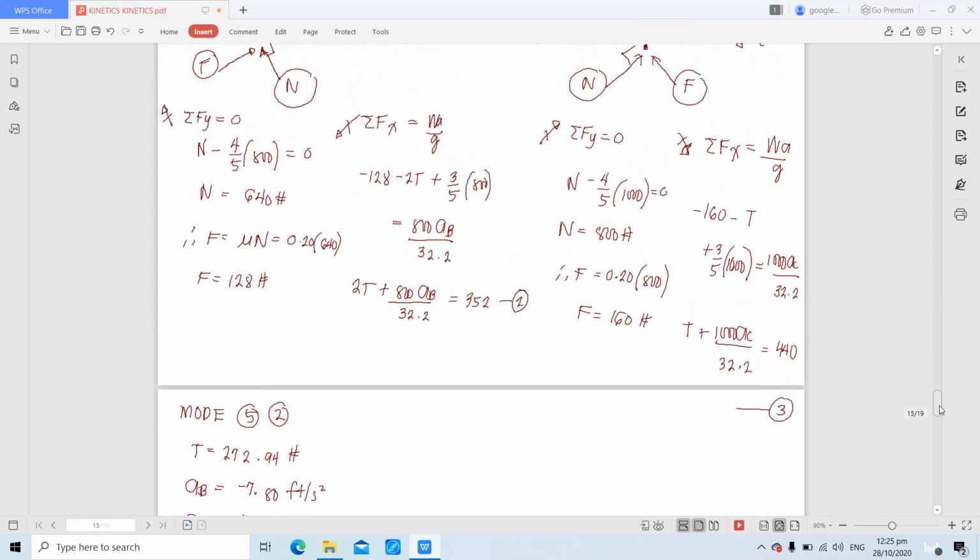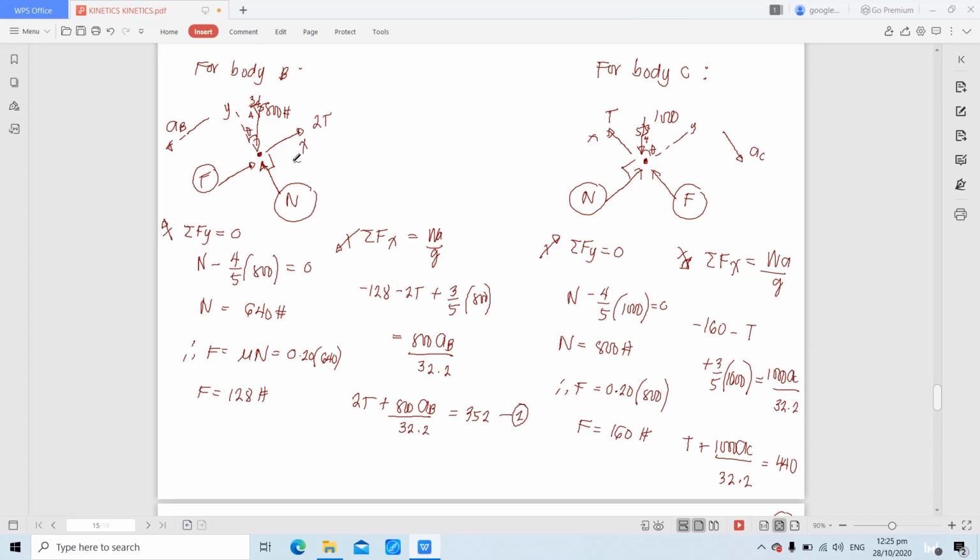Tingnan natin yung body B natin. Ito yung body B natin, at meron tayong friction force na kinonsider. If you can recall, nag-arrive tayo noon with a negative acceleration value, pero pinalitan lang natin yung direction kasi nga hindi siya in contact with the surface. So, wala tayong friction force na kinonsider doon. Ibig sabihin, yung magnitude value na nakuha natin ay tama.